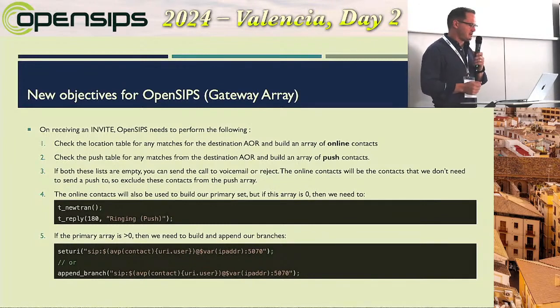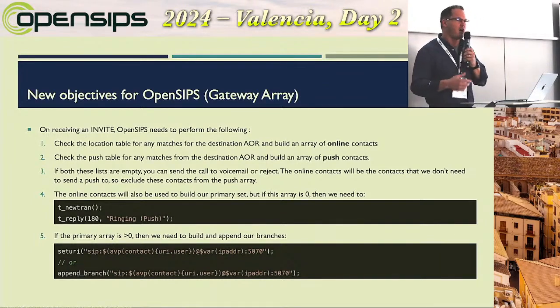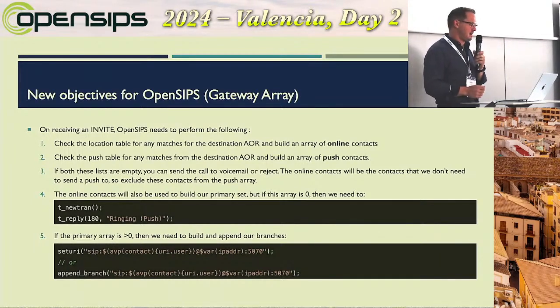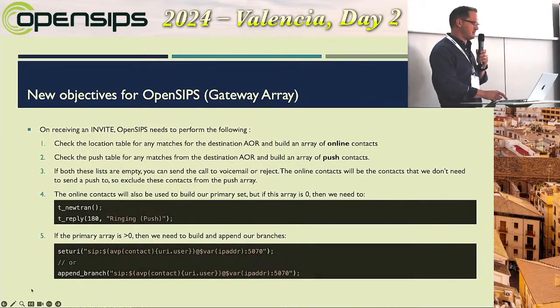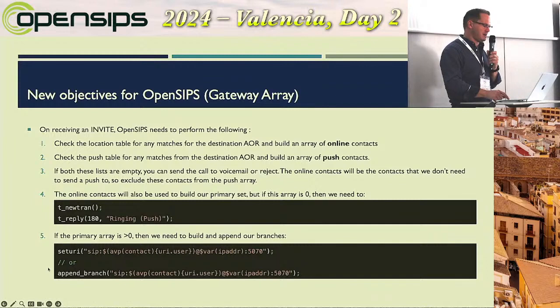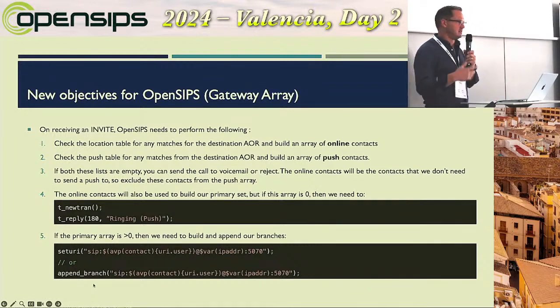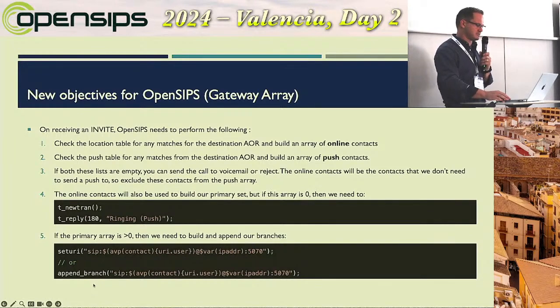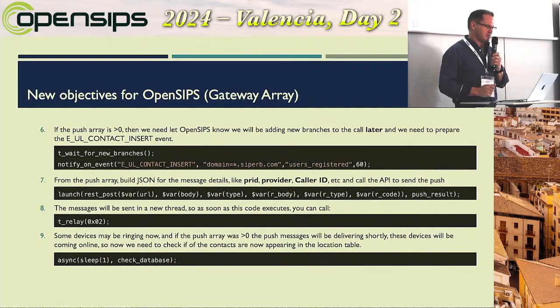So then I'm going to have a look and say, okay, if my online contacts array is greater than 0, if there are some people that are online, I'm going to use the very standard OpenSIPS way of sending a call to a user. I set URI if there is only 1, okay? And then if there's more than 1 in that array, I set URI for the first one and use append_branch for the second ones. I mean, this is pretty standard call forking sort of stuff. All right. So let's have a look at the push array.